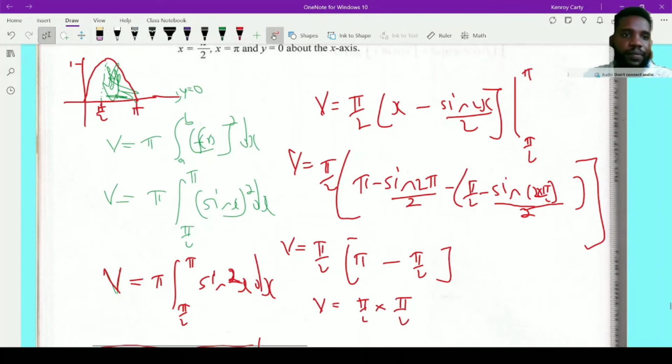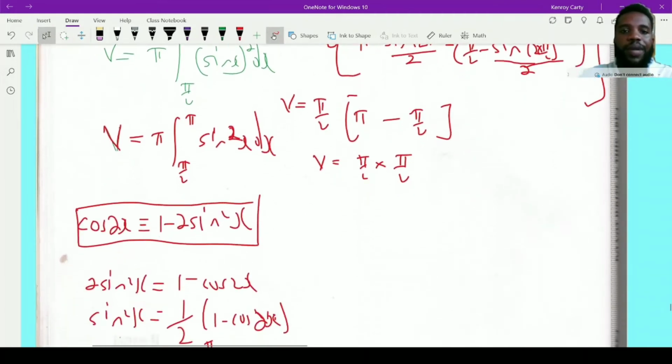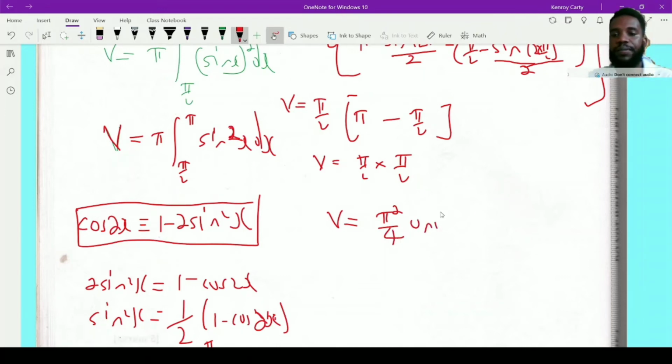Good. So my volume now becomes, let's see, pi squared over 4. And of course, you need to put on units. So it's cubic units. Alright. That's the volume. Very neatly done there. We'll leave it in terms of pi, because that's the exact value.